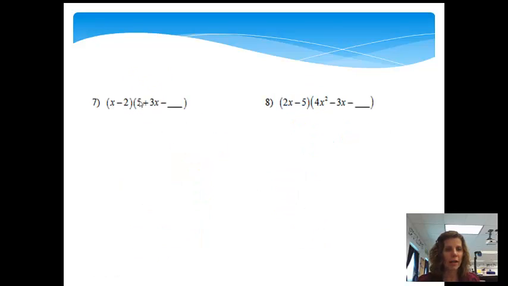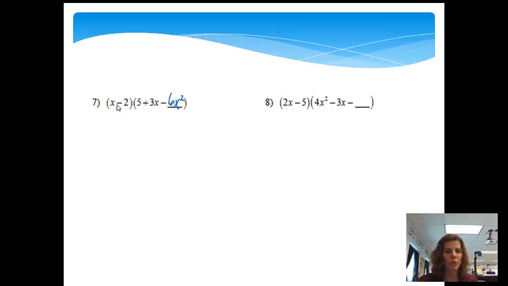All right, just a couple more problems here. We've got x minus 2 times the quantity 5 plus 3x minus 6x squared. Let's put in there. All right, when I'm working this problem, notice that I've got a binomial times a trinomial this time. The way that we work it is not going to be any different.